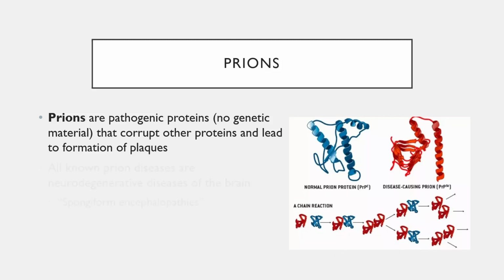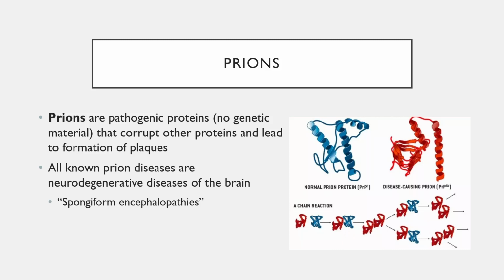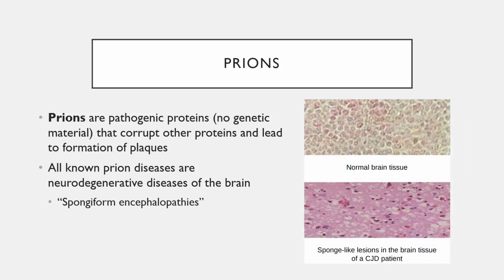So all known prion diseases are neurodegenerative diseases of the brain. They are often called spongiform encephalopathies because the buildup of these plaques leads the brain to take on a spongy texture. As you can see on the slides on the right, there is normal brain tissue on the top, and below you can see these sponge-like lesions that have appeared in the brain tissue of a patient who has Creutzfeldt-Jakob disease, which is one type of prion infection.